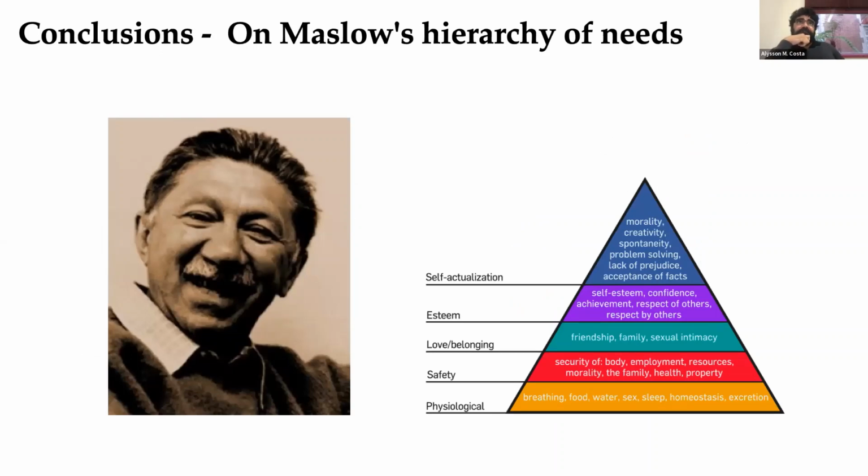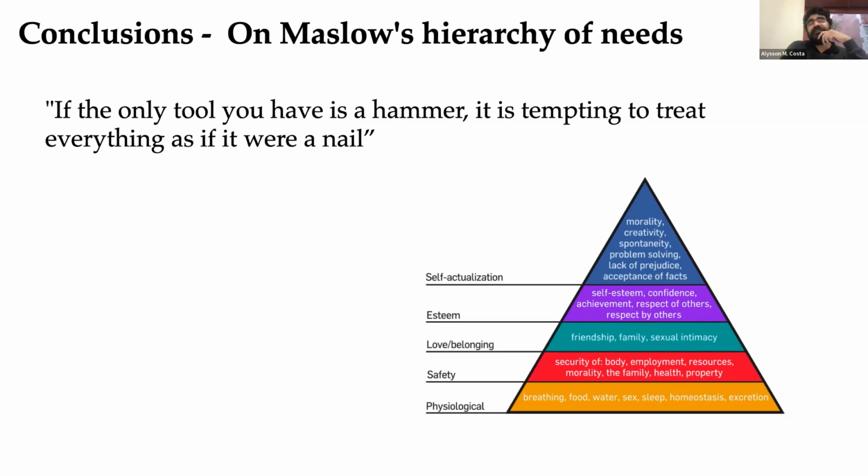Just as a very brief and general conclusion, you probably heard of Maslow's hierarchy of needs. You need food, water, and then you go up in this hierarchy, being creative and spontaneous, which gives you some sort of meaning to your life. But I'm citing Maslow here because he has a very famous quote: if the only tool you have is a hammer, it's tempting to treat everything as if it were a nail. And that's a very common criticism for us academics, because we usually get stuck in our little field of work.